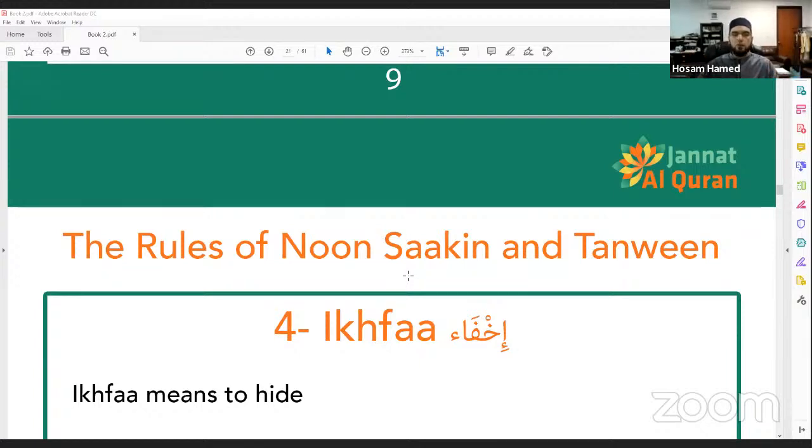And in this idgham, we have two kinds. One of them is idgham bi ghunnah, to merge and to implement a nasal sound, a long ghunnah, along with al-idgham, and the four letters of idgham bi ghunnah are Ya, Nun, Mim, Waw. The rest of the letters, which are Lam and Ra, we implement al-idgham bi ghayri ghunnah, to merge without applying any ghunnah.